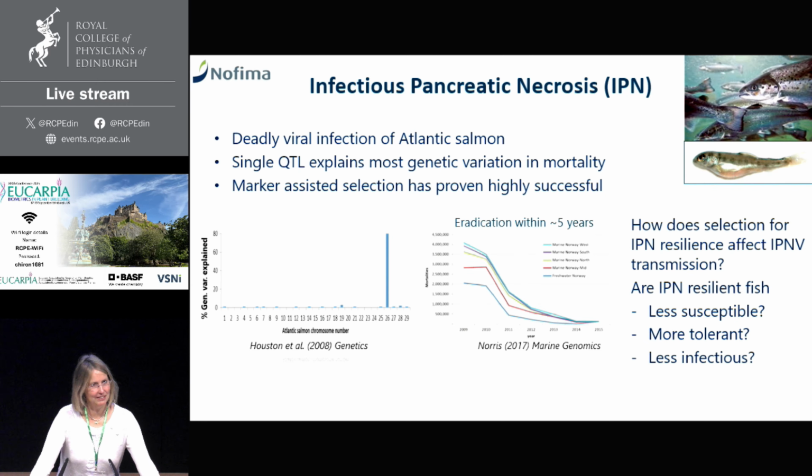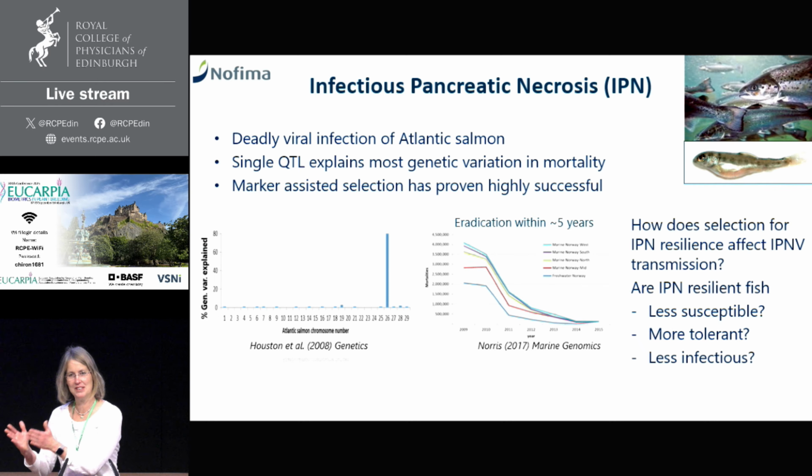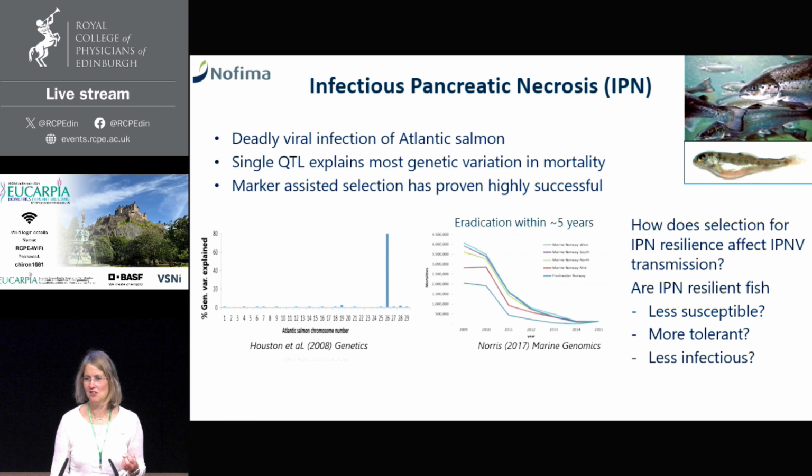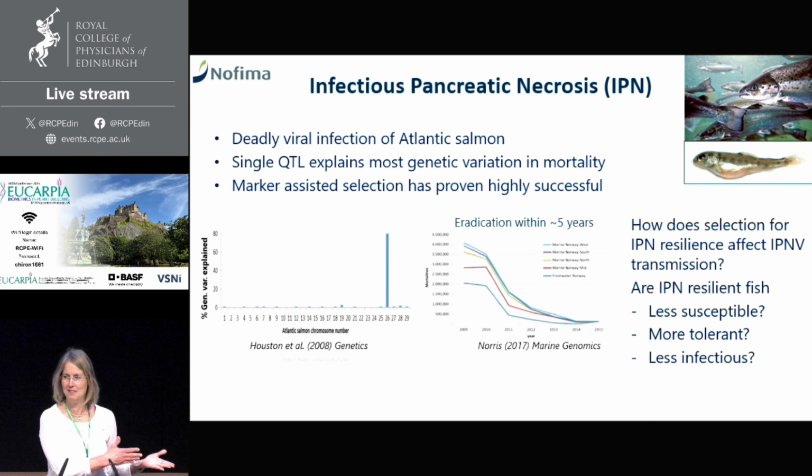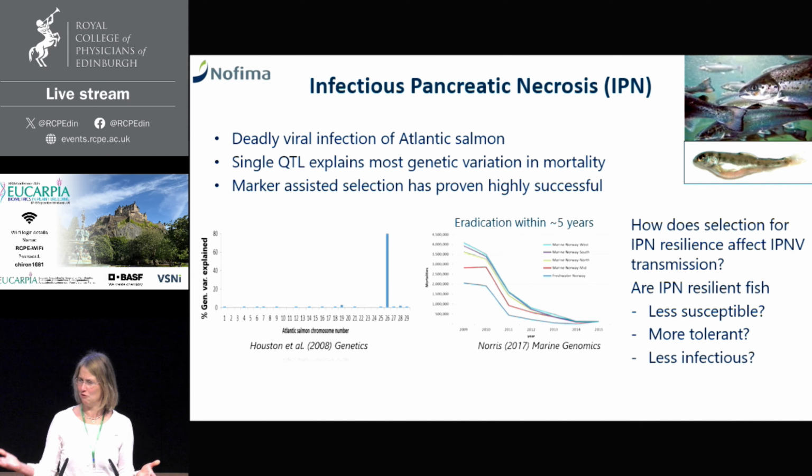But I think it's valid to ask, what does this QTL actually do? Because they selected on mortality after exposure. Are fish that carry the beneficial allele less susceptible? So do they not become infected in the first place? Or do they become infected and just survive better? So are they more tolerant? And what about the infectivity?